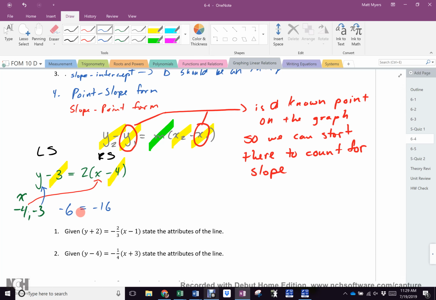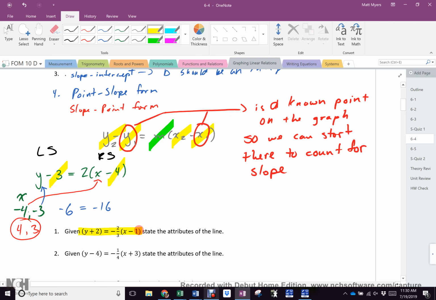We're getting to that. Does this work? No. What would happen if I used the opposites? What if I used 4 and 3? Then, what is 4 minus 4? 0. What is 0 times 2? 0. What is 3 minus 3? 0. Does 0 equal 0? Yes. That's why you have to use the opposites. Everybody cool? Yeah? Okay. So, here is point slope form.